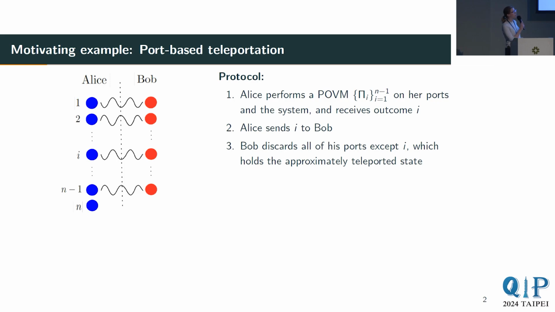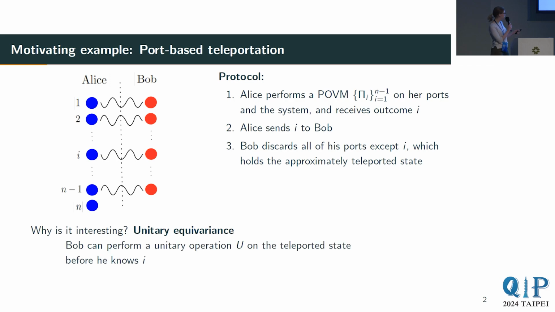Now, this is a lot of work to do to perform quantum teleportation, and it's a lot of entanglement to use. Why would you do it? The reason is because Bob doesn't have to perform any decoding at the end. Port-based teleportation is, in other words, unitarily equivariant, which means that Bob can perform a unitary operation on the teleported state even before he knows the outcome i. How? Simply by performing the unitary operation on all of the ports. Then he knows that it has certainly been performed on the port i.